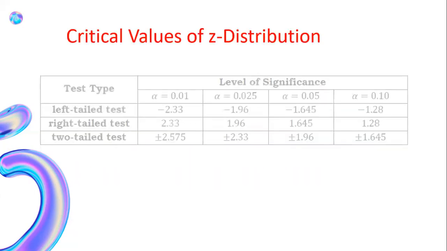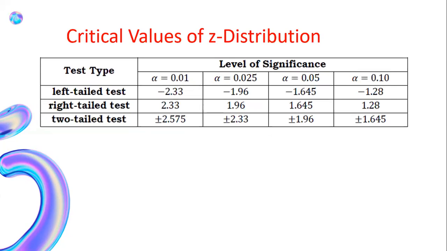So this is the table for the critical values of the Z distribution. If the level of significance is 0.01, and it is a left-tailed test, remember that if it is a one-tailed test and the symbol used is less than, then it's a left-tailed test. But if the symbol is greater than, it will be a right-tailed test. So we have here the values for each level of significance: 2.33, 1.96, 1.645, and 1.28. But if it is a two-tailed test, then you have to use these values.